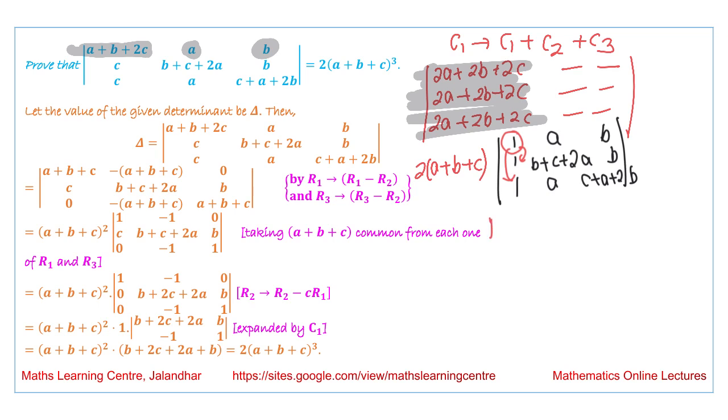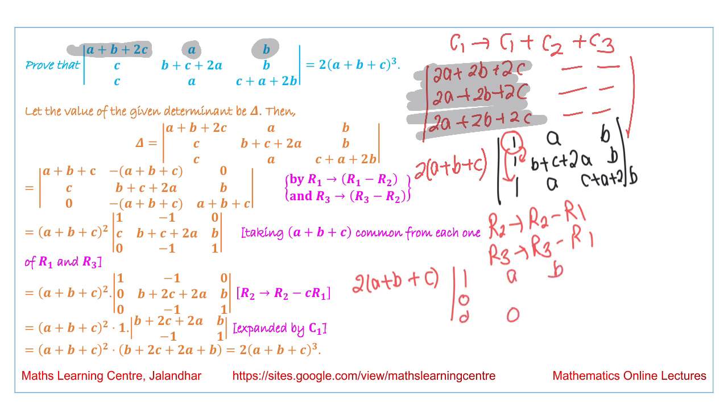So we are performing the operation that row 2 approaches row 2 minus row 1, and row 3 approaches row 3 minus row 1. So the final answer we obtain is 2 times (a plus b plus c) times the determinant of 1, a, b. Now these two values will become 0, and on solving this, we will obtain the value as b plus c plus a, and this value as a plus b plus c.